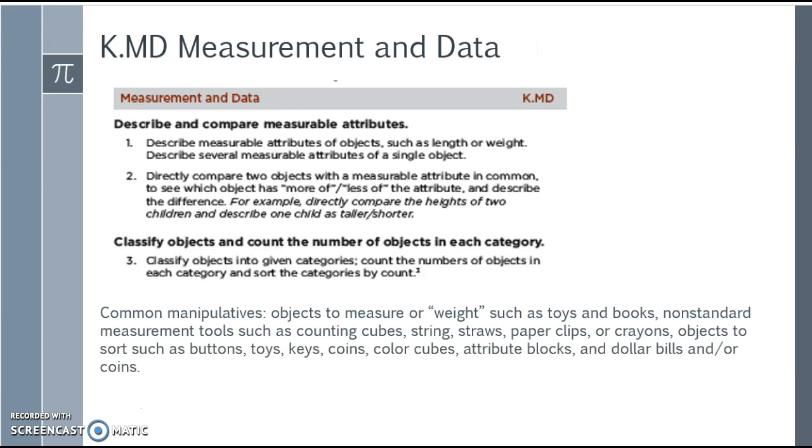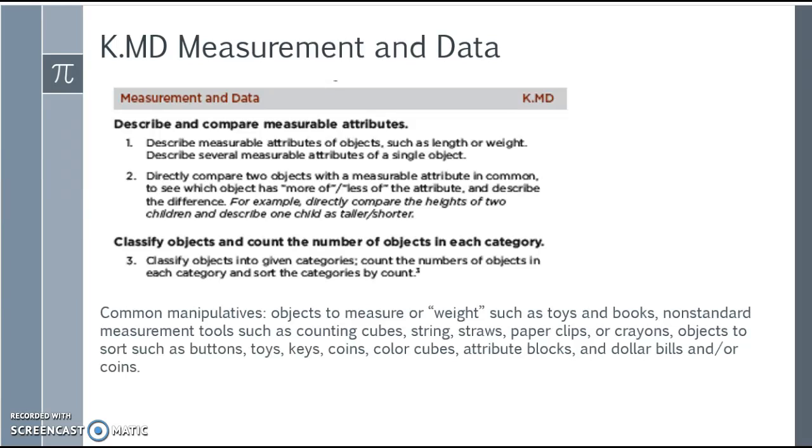Let's move on to measurement and data. Students need to describe measurable attributes of objects such as length or weight. They need to describe several measurable attributes of a single object. They need to compare two objects with a measurable attribute in common to see which object has more of or less of the attribute and describe the difference. So for example, to compare the heights of two children and describe one child as taller or shorter.